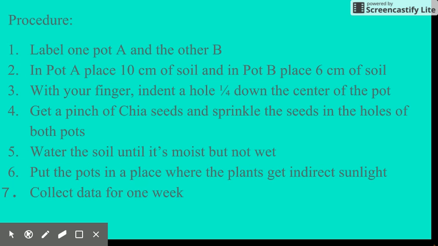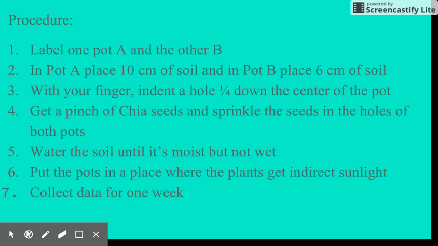The procedure is to first label one pot A and the other B. In pot A, place 10 centimeters of soil, and in pot B, place 6 centimeters of soil. With your finger, indent a hole 1/4 down the center of the pot. Then get a pinch of chia seeds and sprinkle the seeds in the holes of both pots.